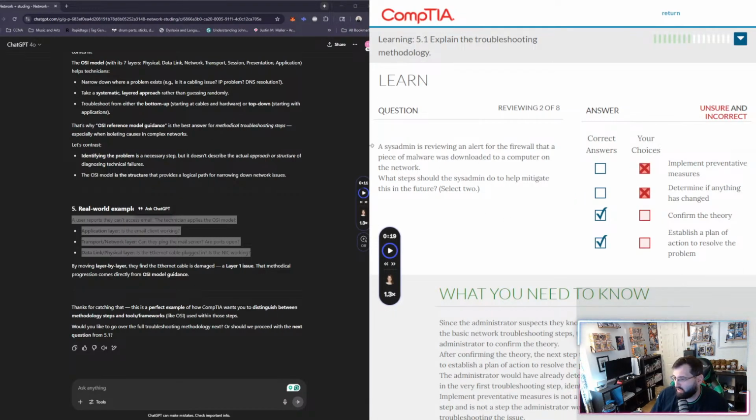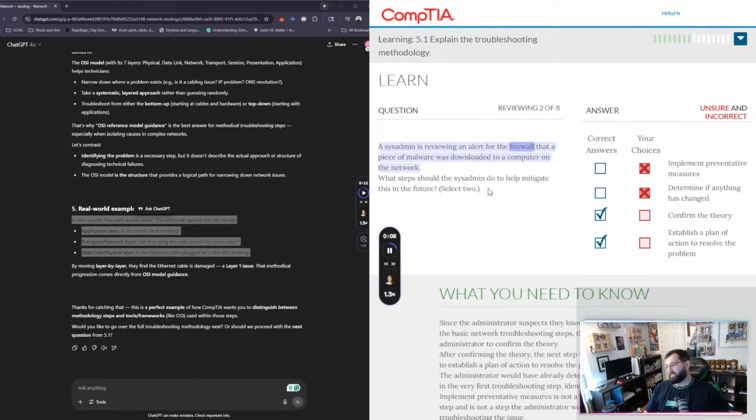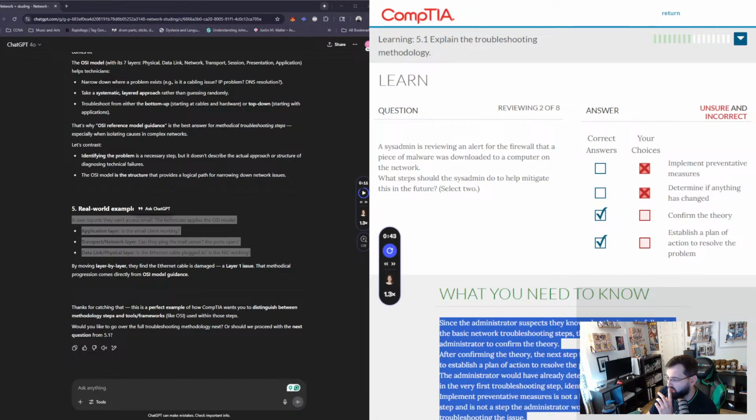Now this one I straight up just got wrong. A sysadmin is reviewing an alert from the firewall that a piece of malware was downloaded to a computer on the network. What steps should the sysadmin take to help mitigate this in the future? Select 2. Now that I'm looking at it, it makes total sense. Implement preventative measures. That's after you've cleaned the hardware. That's after you've cleaned it. Determine if anything has changed. Confirm the theory. Establish a plan of action to resolve the problem. I think it's pretty safe to say I know why this is going on. Let's see what this has to say.